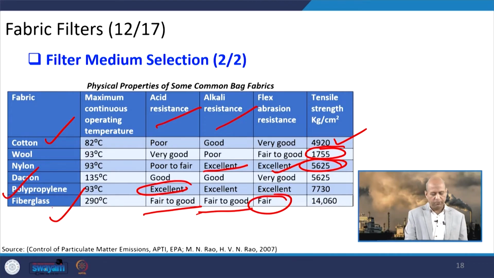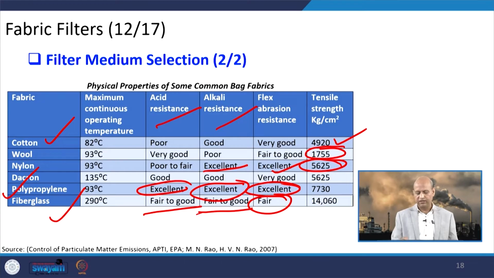Polypropylene has excellent properties for abrasion and resistance to acidic and alkaline components, and tensile strength is maximum for fiberglass, but second best is this polypropylene material. So, depending upon which industry it is, what kind of gas is coming, what is the composition of the gas, what is the temperature, what kind of resistance we need, depending upon that we can choose which fabric we should be using in that bag house filter basically.